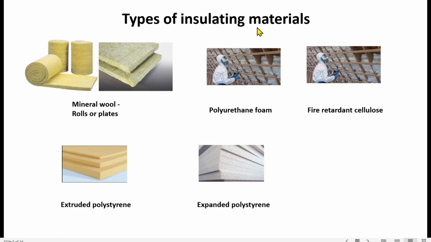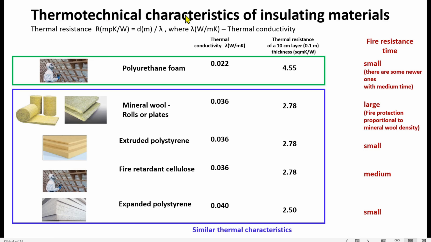Types of insulating materials: mineral wool, rolls or plates, polyurethane foam, fire retardant cellulose, extruded polystyrene, and expanded polystyrene. Thermotechnical characteristics of insulating materials. Thermal resistance R is given by this formula, where D is the thickness of insulating material and lambda is thermal conductivity.